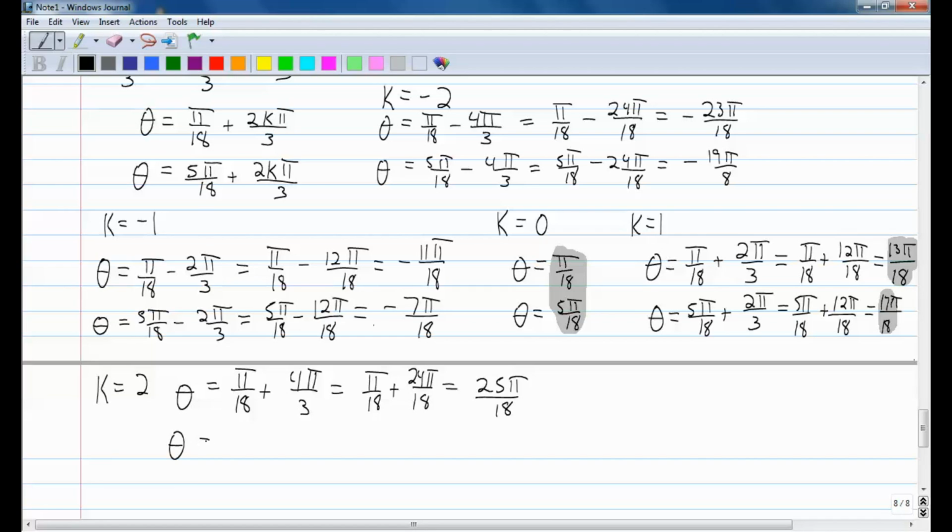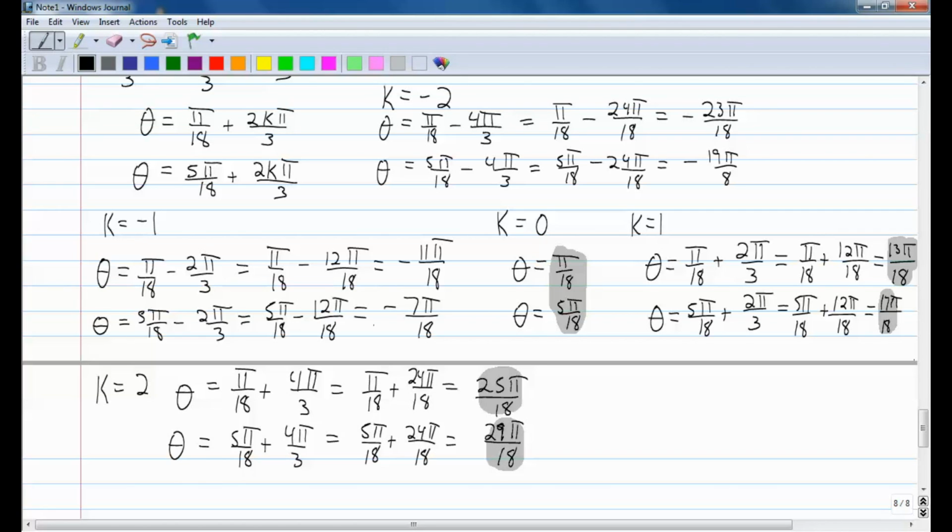So as long as the fraction part is less than 2, then we keep going. Alright, so the other formula was 5 pi over 18. So it's 5 pi over 18 plus 4 pi over 3, or 5 pi over 18 plus 24 pi over 18. That's going to be 29 pi over 18. Now 25 pi over 18 and 29 pi over 18 are both less than 2 pi. So that's 2 more solutions. So far we have 6 solutions.